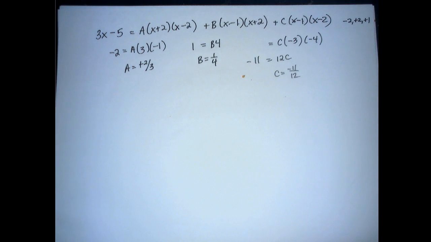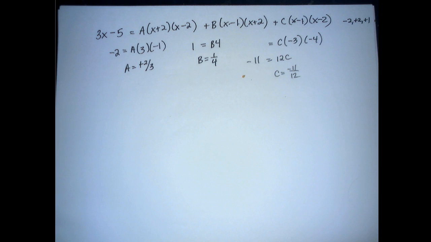Yuck. Did I write that? I hope I wrote that problem down wrong, because it is gross. That is just disgusting. (3x minus 5 over x minus 1, x minus 2, x plus 2).